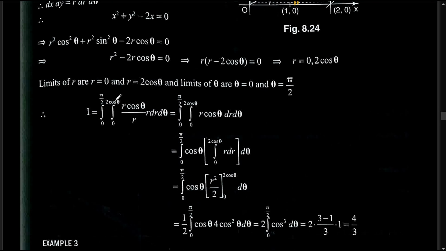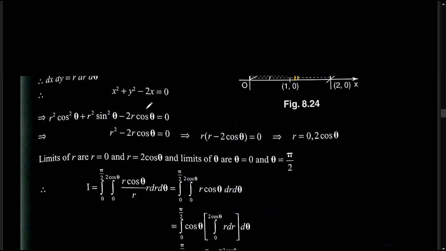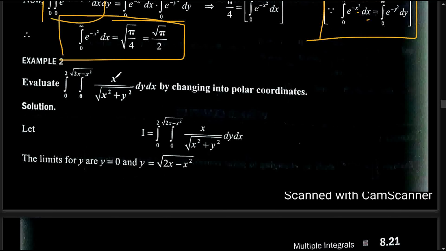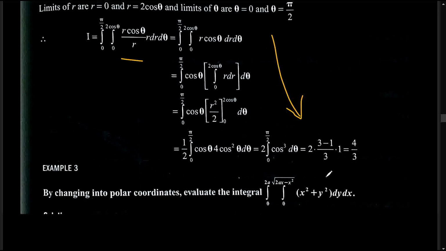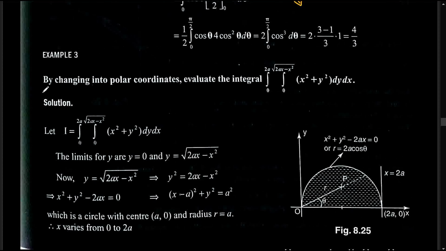If you put r from 0 to 2 cos θ, θ from 0 to π/2. And what's inside this? If you put x is equal to r cos θ, y is equal to r sin θ and simplify this, you get this. And now it is a simple double integration as usual. So now in another question, change into polar coordinates and evaluate this integral.